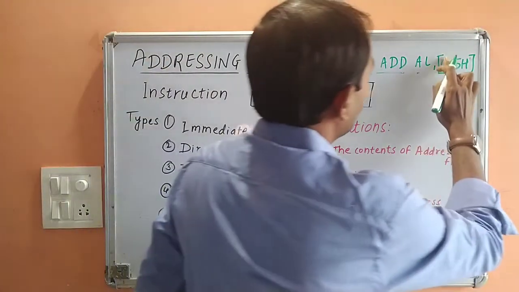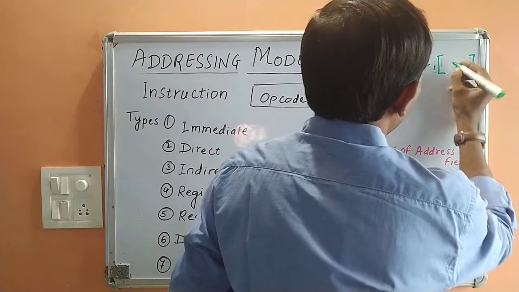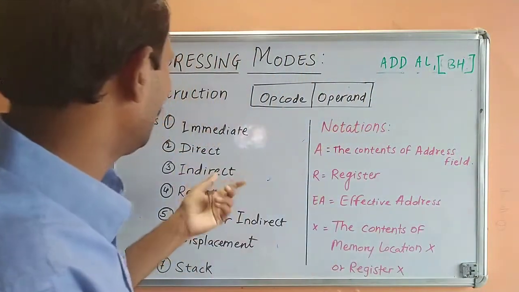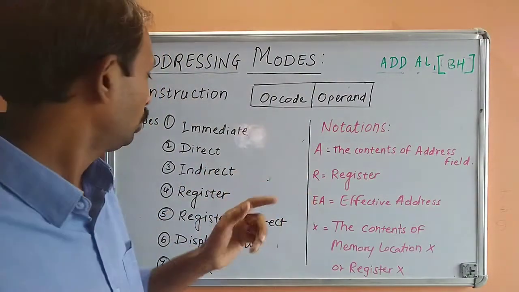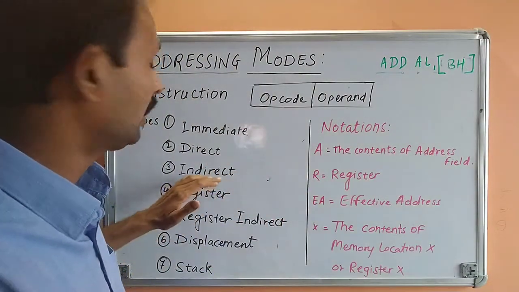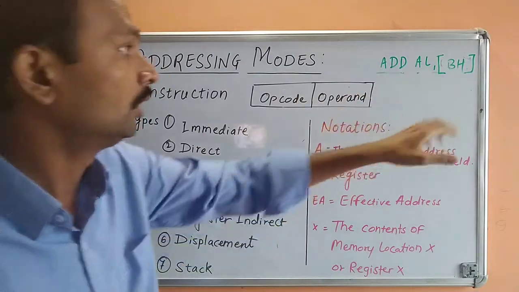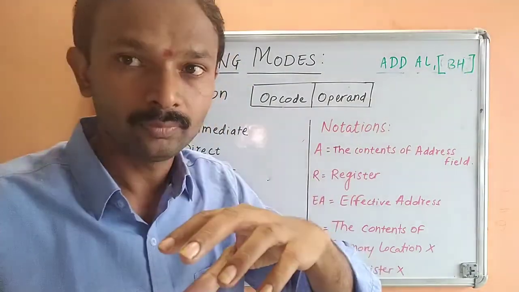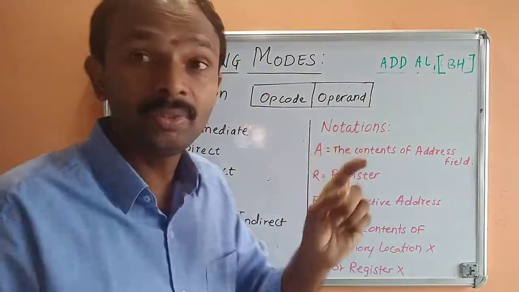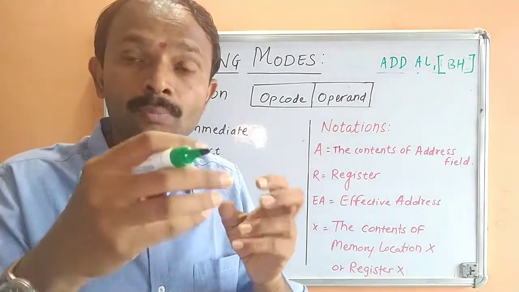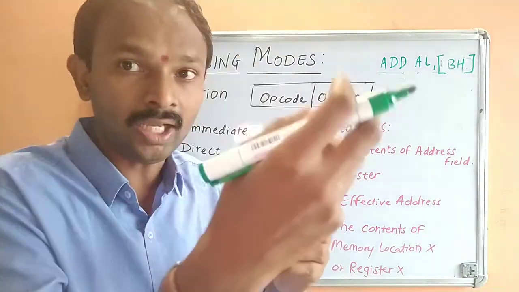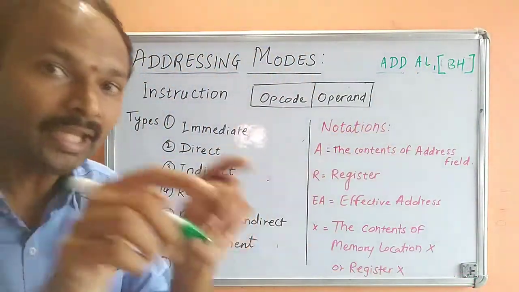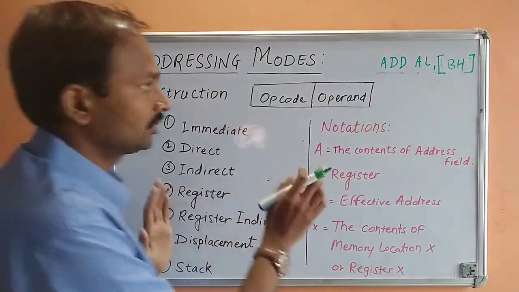Instead of that, in replacement of 05H, if I write a register but specify that register indirectly, what will happen? It will become indirect addressing mode, because here is the register BH. BH will have some value. That value will be a memory location, and at that memory location there will be some data. That value I want to add with AL and store the result in AL itself. So it will become indirect addressing mode.